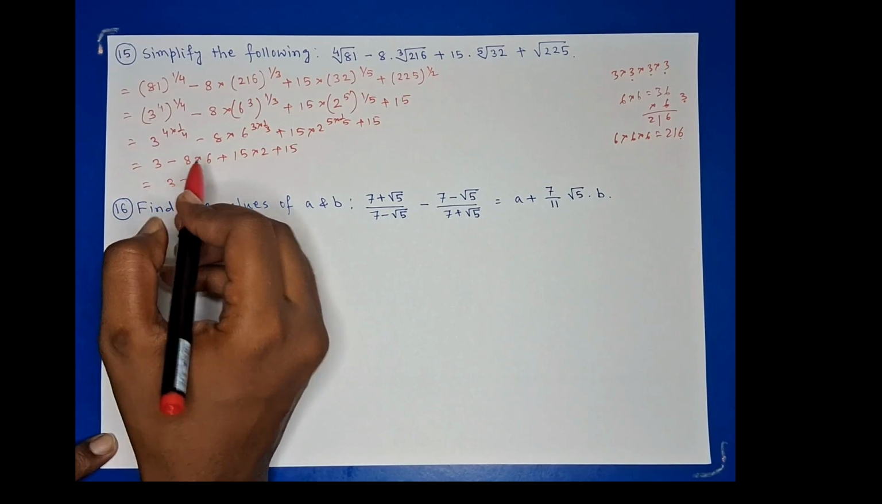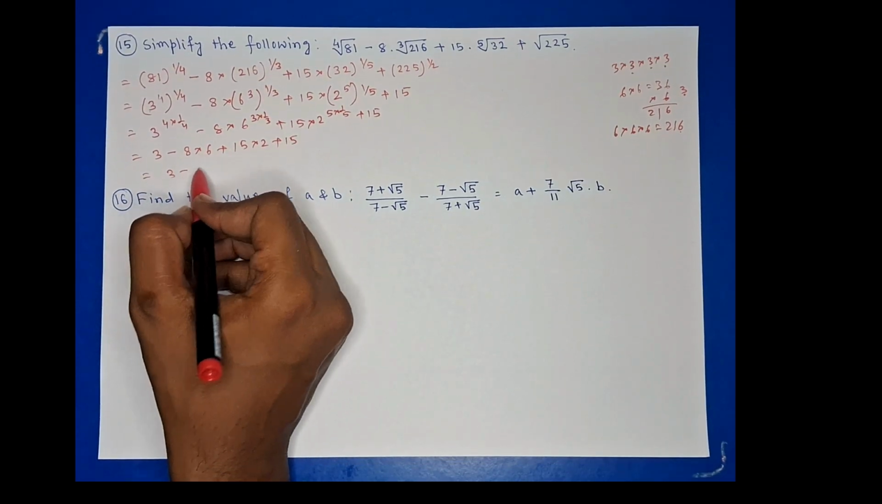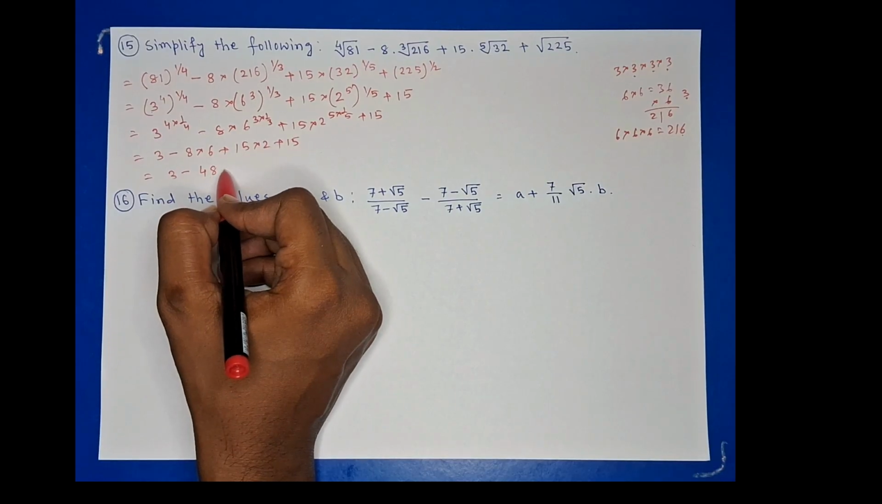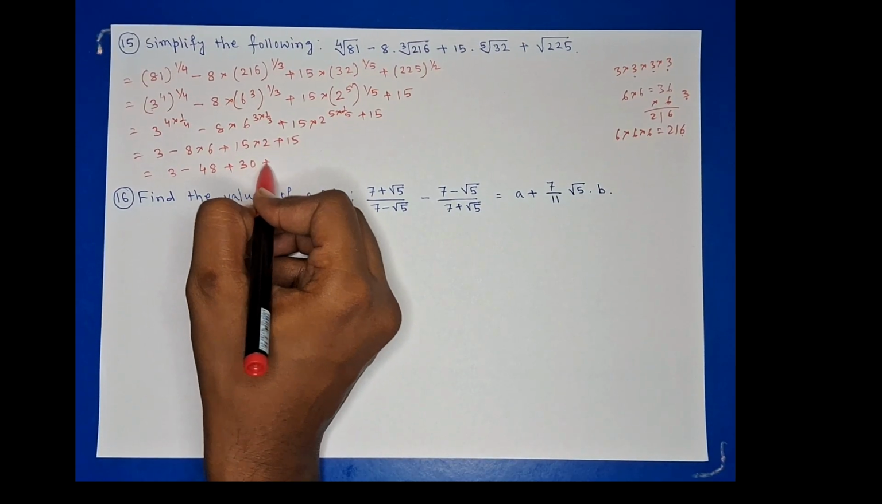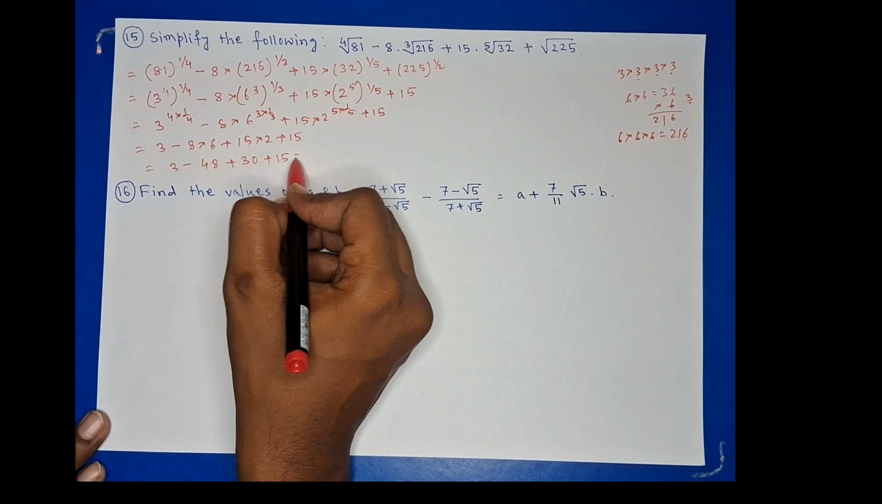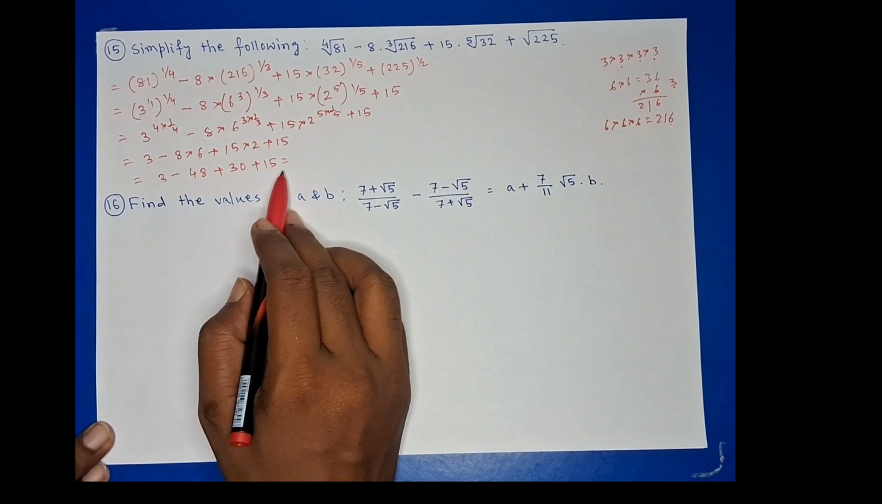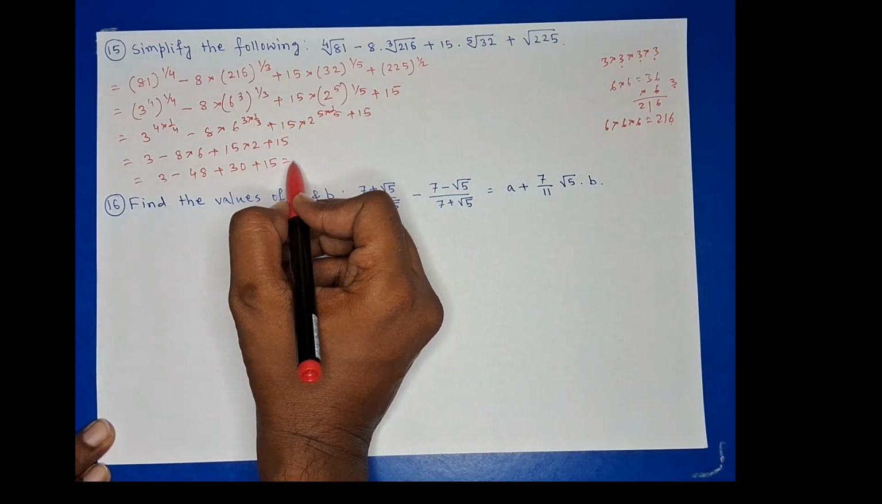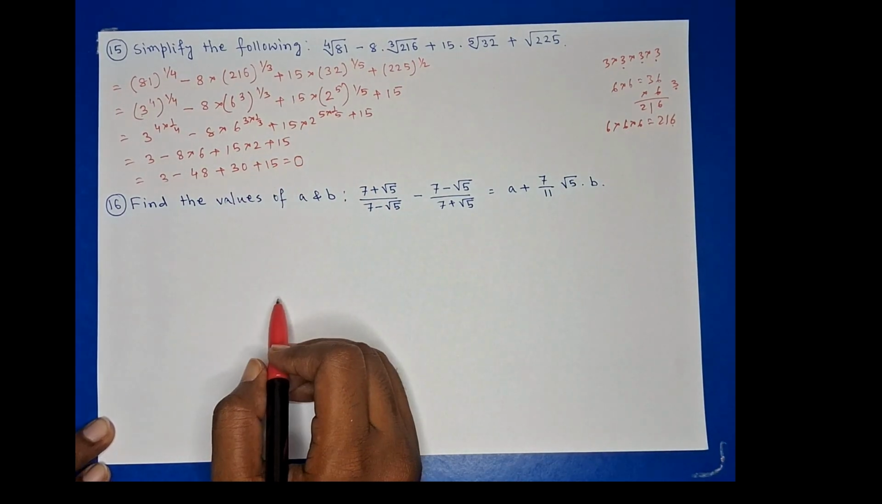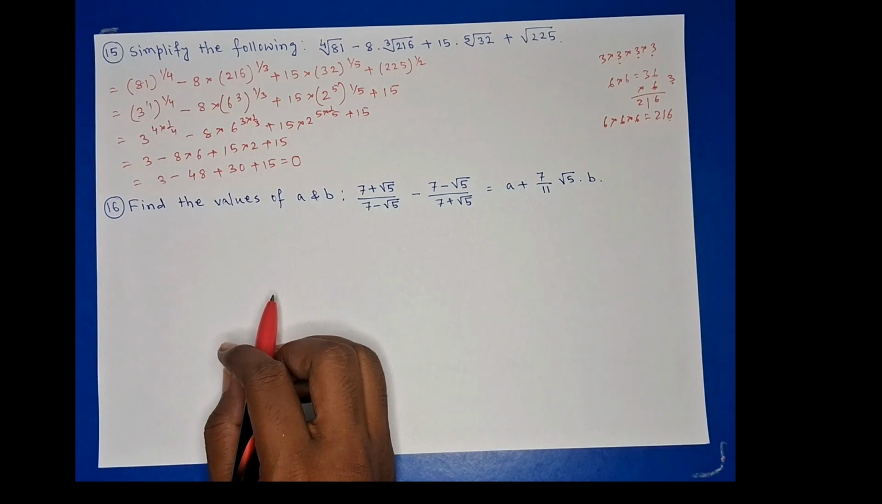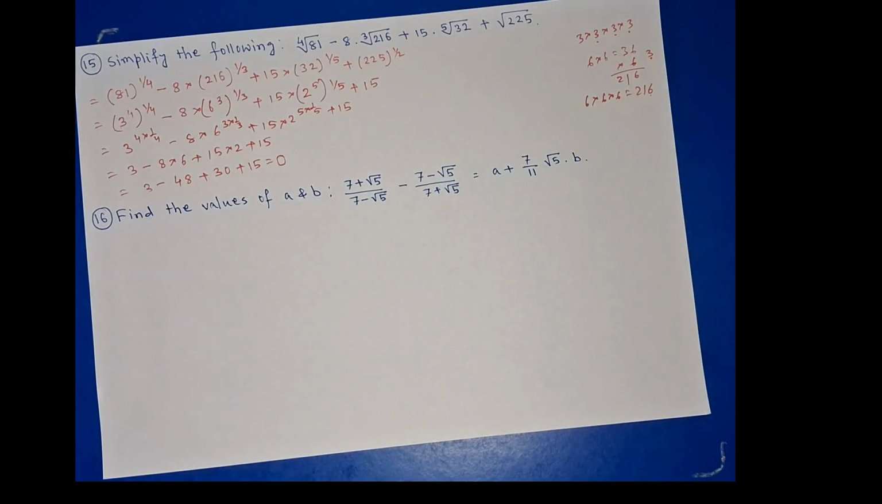This is 3 minus 8 6s are 48 plus 15 2s are 30 plus 15. So what will be the answer? Calculate it. It will be 0. Right? Easy? Okay.